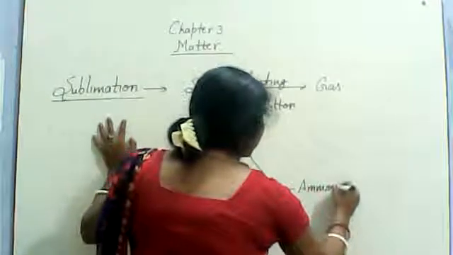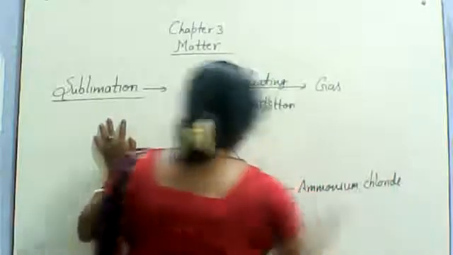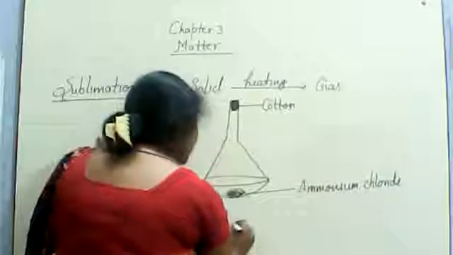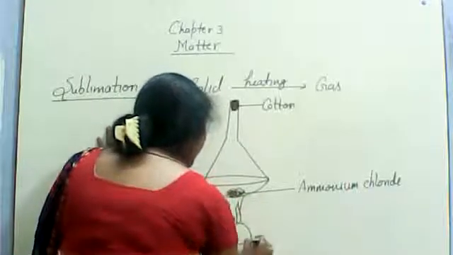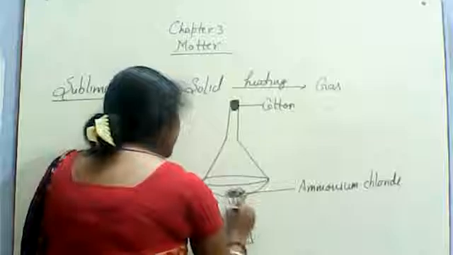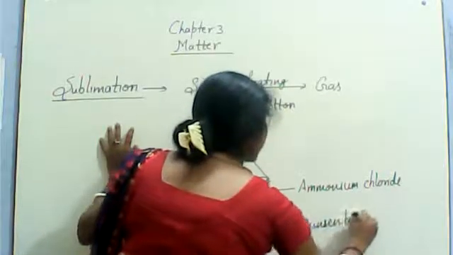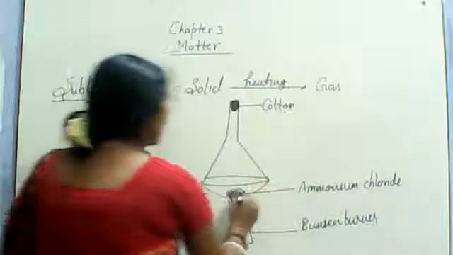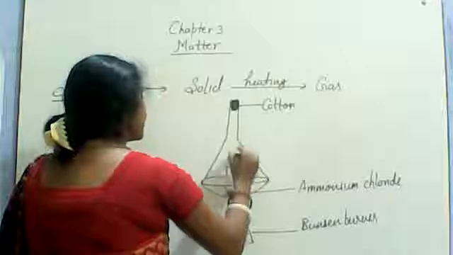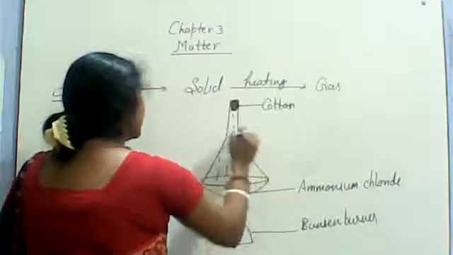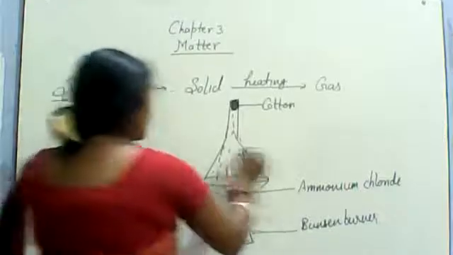Ammonium chloride. If we burn it, suppose this is a Bunsen burner and it is burning, fire is there. When ammonium chloride burns, it starts making some smoke inside the funnel. White smoke you can see. Here this one is smoke.